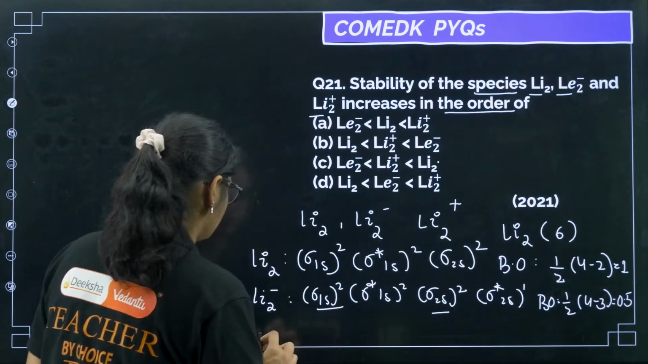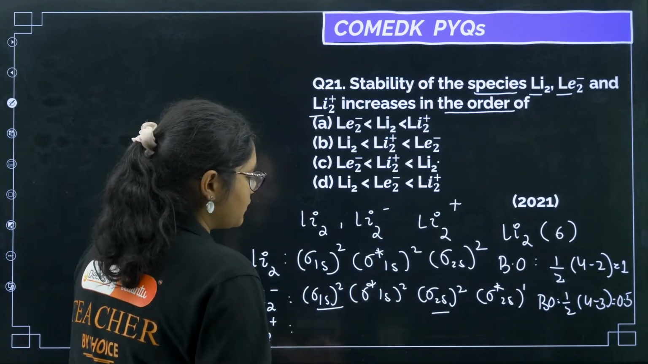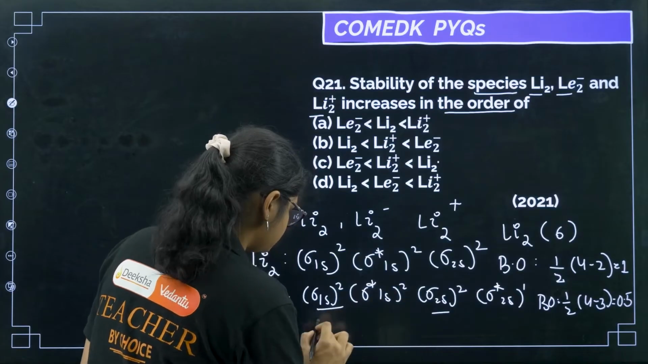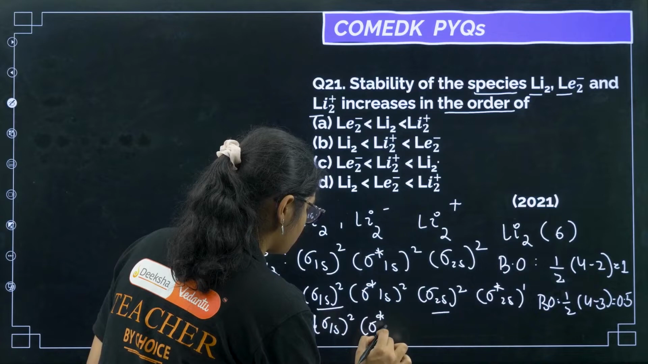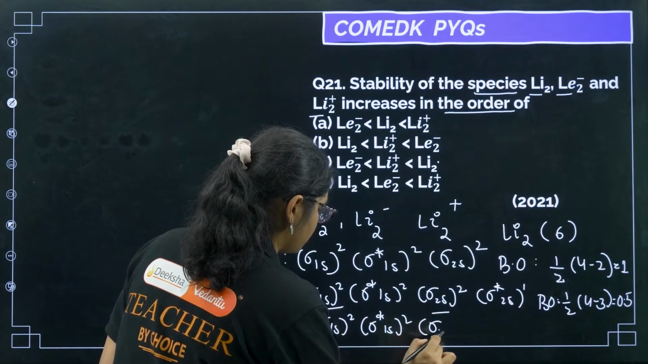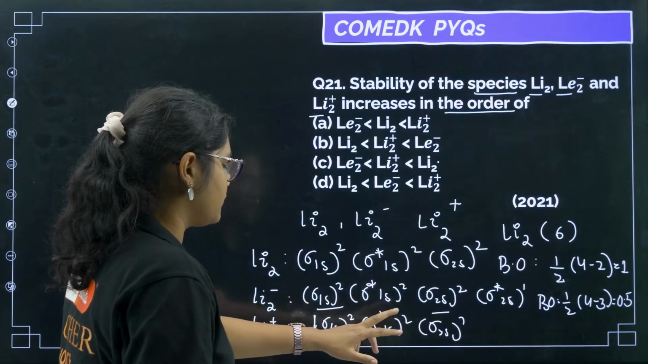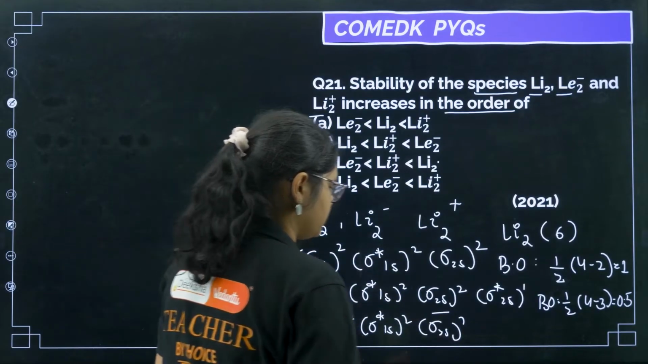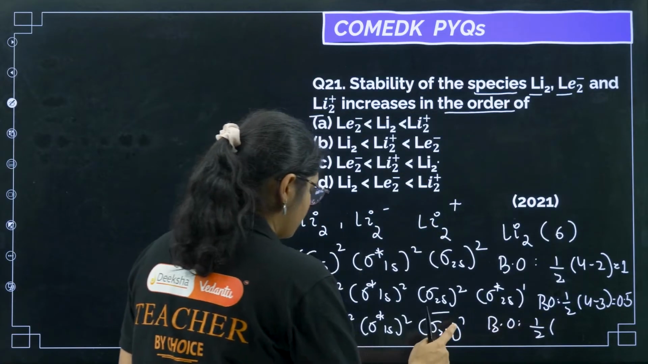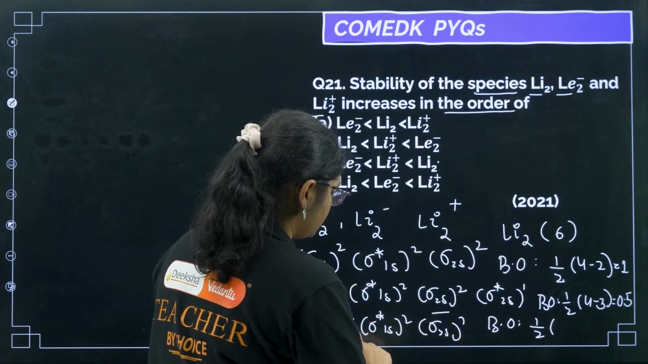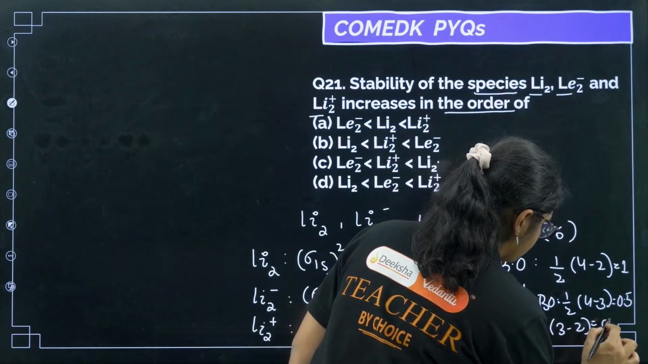Then we have Li2 plus. Li2 plus has sigma 1s2, sigma star 1s2 and sigma 2s1. If you want to calculate the bond order here, you will get the same thing. Bond order is half into the number of electrons in the bonding orbitals, that is 2 plus 1 is 3, minus 2, by 2. That is again 0.5.